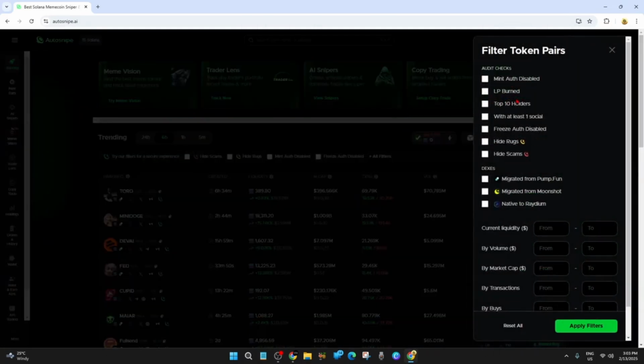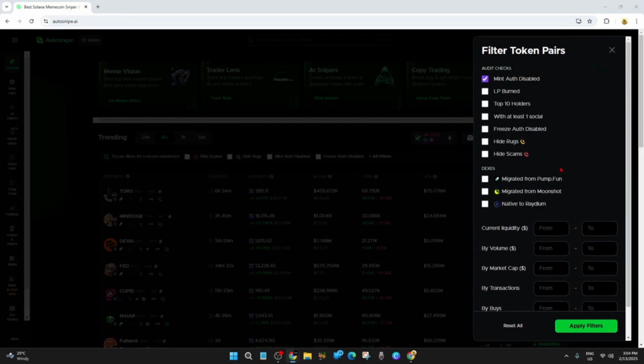To ensure security and efficiency, enable the following key filters. So we need to have mint disabled. What this does is block tokens where minting authorization is not disabled, helping you avoid tokens that could be manipulated. Keep this on for added security.